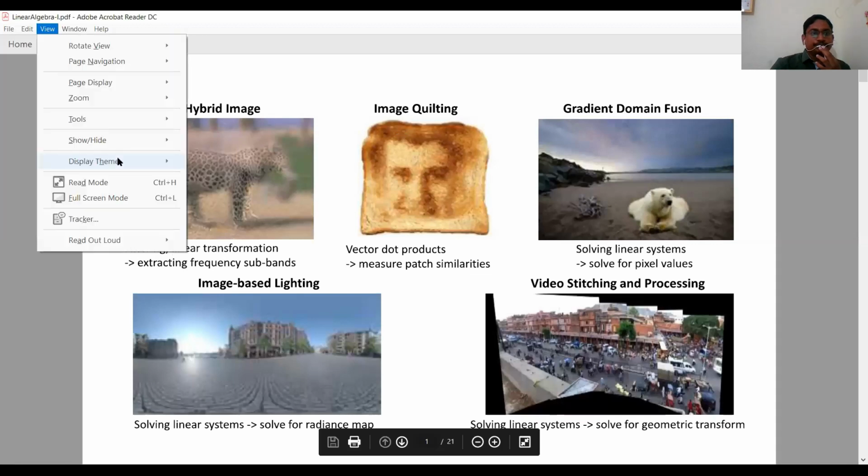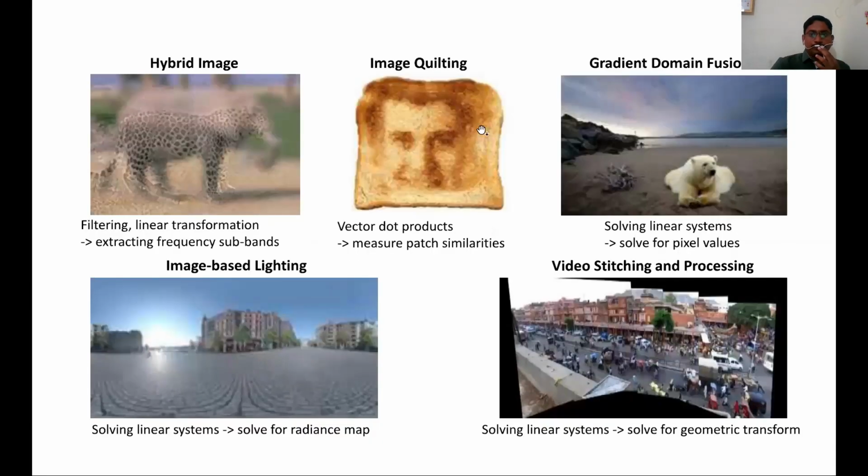Where is it involved? Firstly, we see some practical examples. Look at all these images here. The first one is a hybrid image. The original image is converted into another image form. What you use in the image processing toolbox, what linear algebra is involved here? You are filtering, or applying a linear transformation, to extract the frequency subbands in this image, and the image changes from the original. This is the hybrid image.